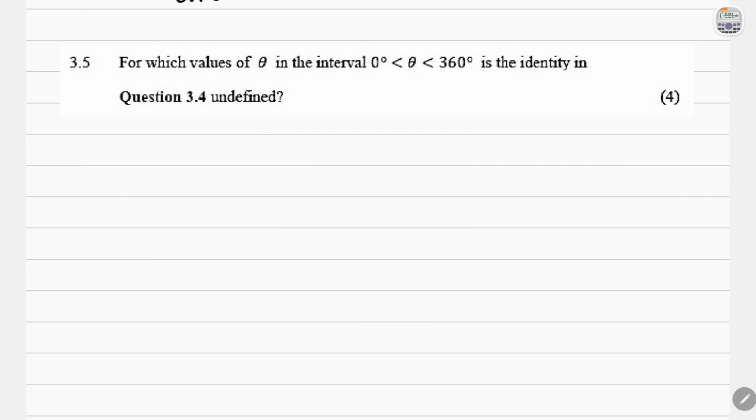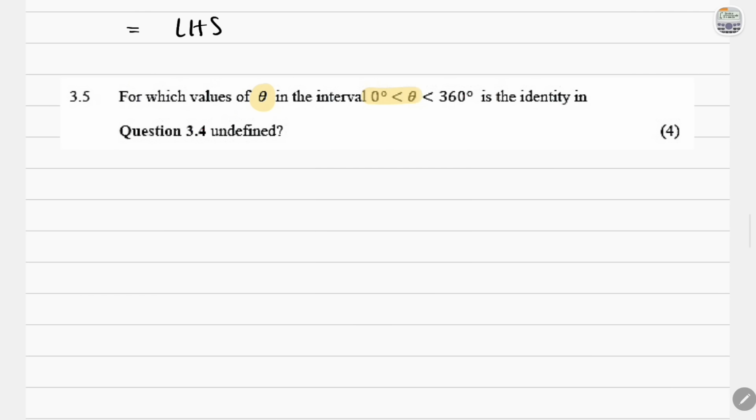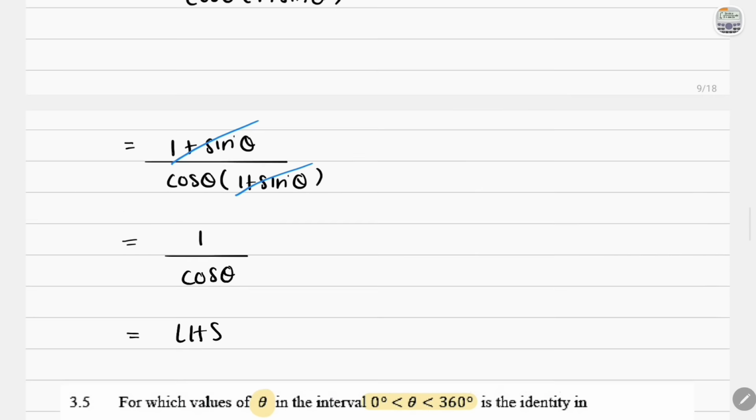Question 3.5 says, for which values of theta in the interval where theta is greater than 0 degrees but less than 360 degrees is the identity in question 3.4 undefined?